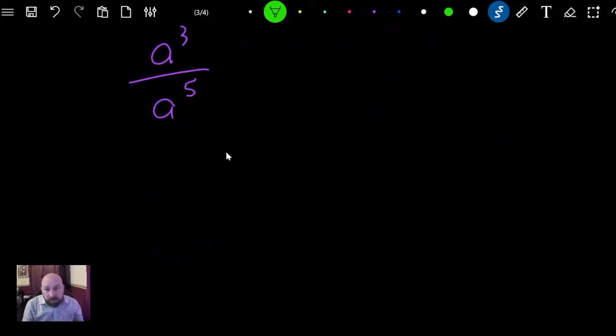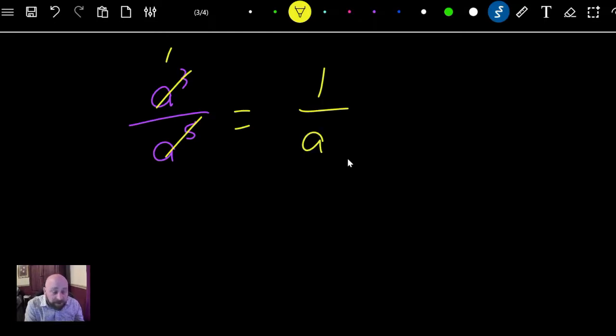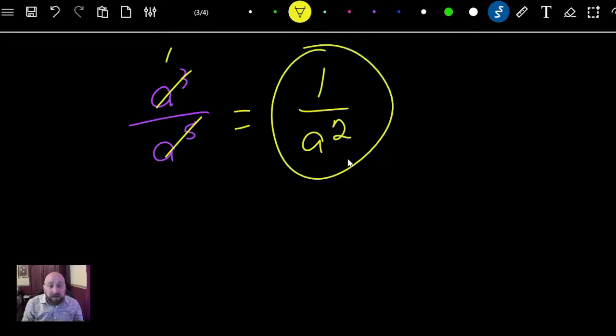Last one that we'll do for this video right here is a^3 over a^5. So now, watch what happens. Remember when I told you that you're going to want to keep it in whichever's bigger. Is the denominator bigger or is the numerator bigger? When we do our subtraction, we would do 5 minus 3. On the top, this one is going to cancel to a 1, and this one is going to cancel to 5 minus 3 equals a squared. Our answer is 1 over a squared.